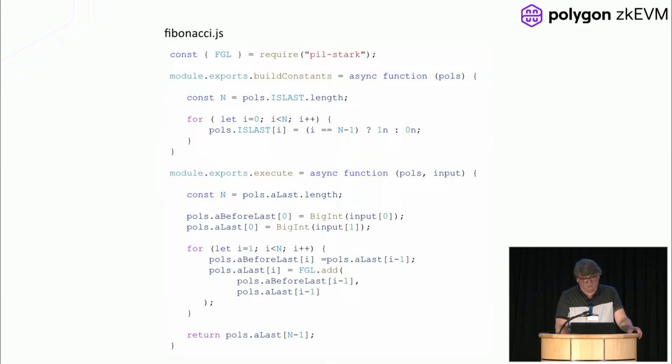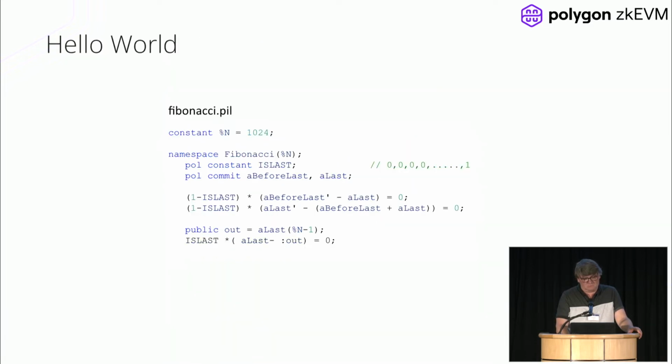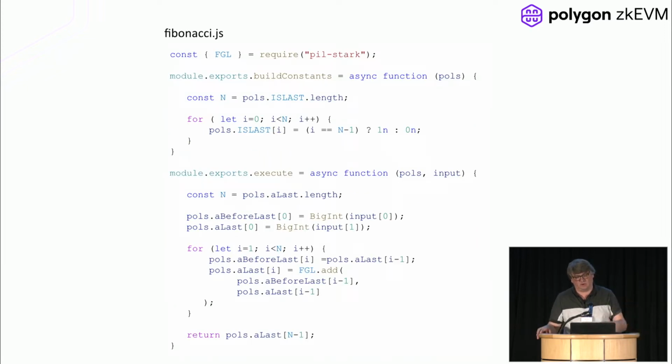With this, if we want to write a full application, this would be the PIL, but actually we need a little bit of extra code. We need code to write the constants, the polynomial. In the first case, we are just saying that we are filling a polynomial that's zero everywhere except the last line, which is one. And then we have an execute, something that we need. It's like the witness computation: every time we want to execute, given an input, we need to compute the whole trace of all the polynomials.